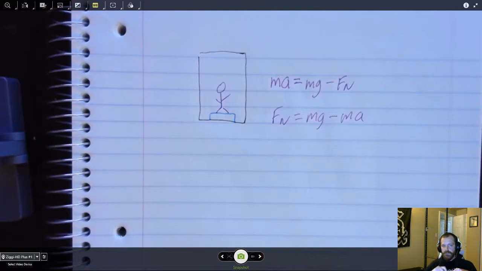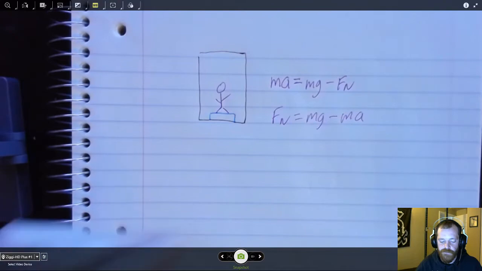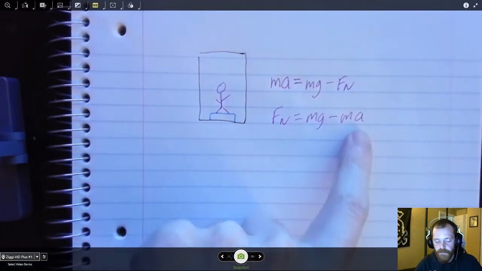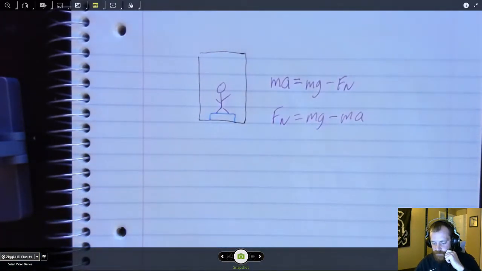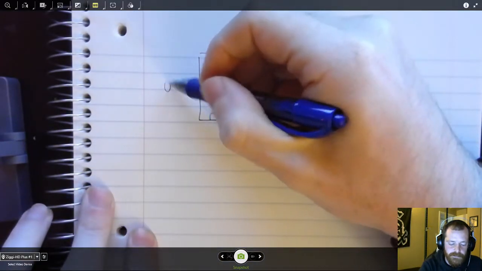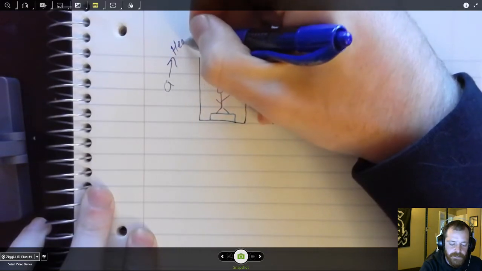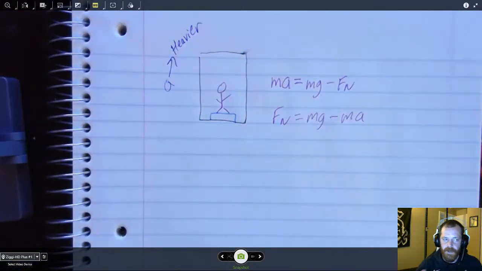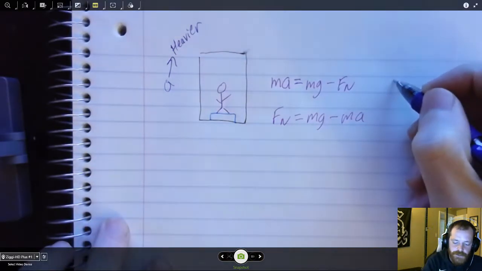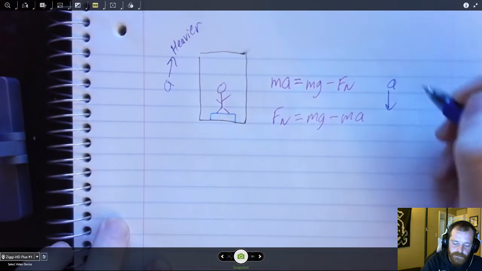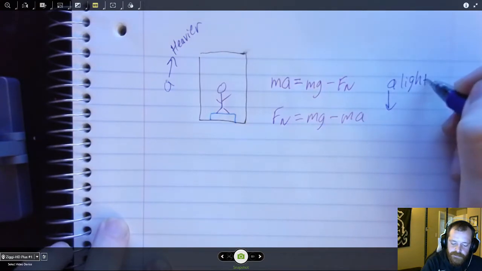Okay? So the only difficult part here is knowing the mass and then knowing whether you're going to add or subtract the acceleration. If the elevator is accelerating upwards, remember the person's going to feel heavier because they're going to feel like they're being driven down into the elevator. If the acceleration of the elevator is downwards, the person's going to feel lighter.